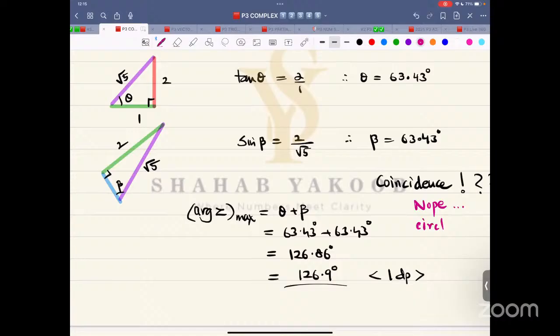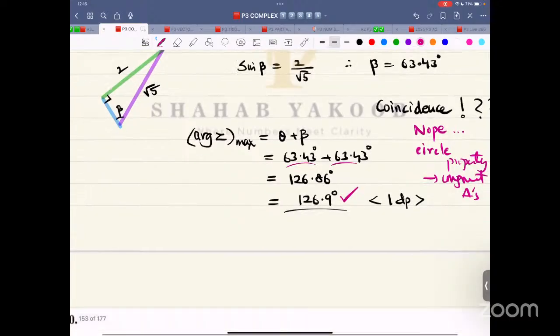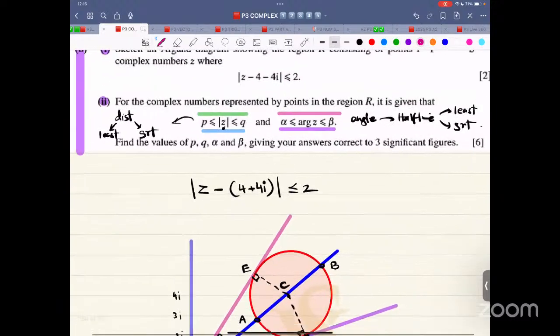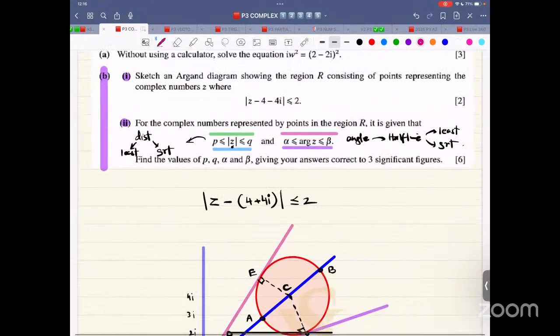It's a circle property. Tangents drawn from an external point are equal in length. So that is congruent triangles. Argument of z is 63.43. That's a final answer. Now, one last question like this.